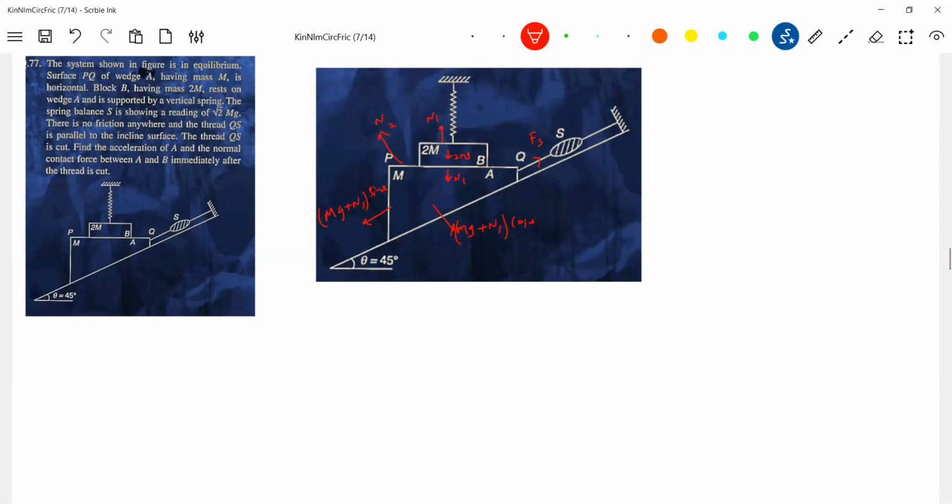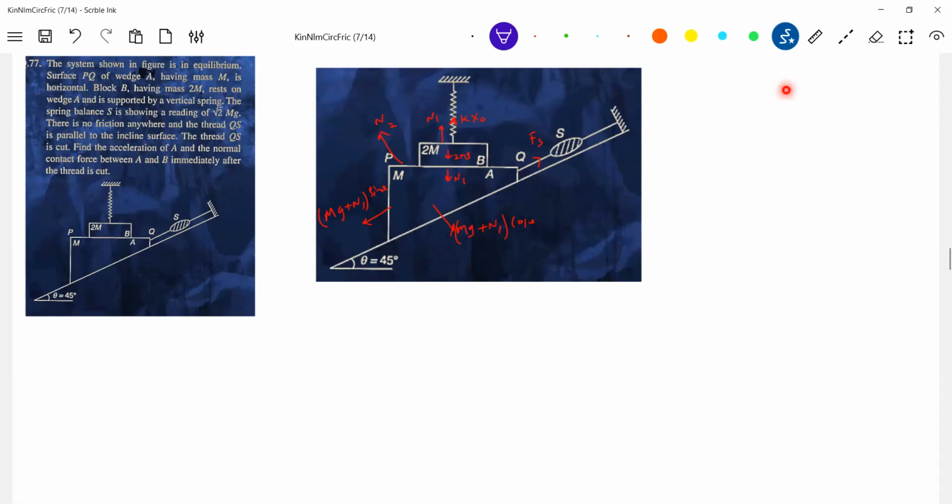Let's see whether the spring is elongated or compressed. Any equation will give it. Whether it's elongated or compressed, I too don't know. If I get x naught negative, I'll change it. Okay, we have the value of Fs. So what is Fs equal to? This Fs should be equal to mg plus N1.